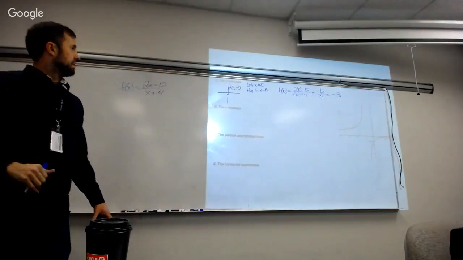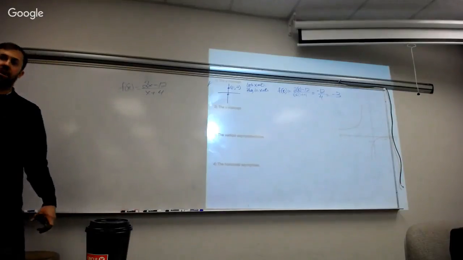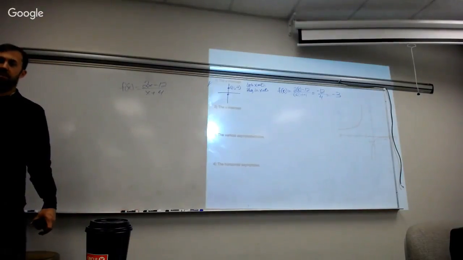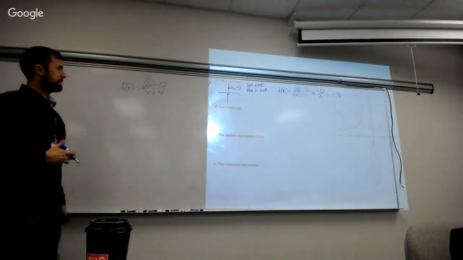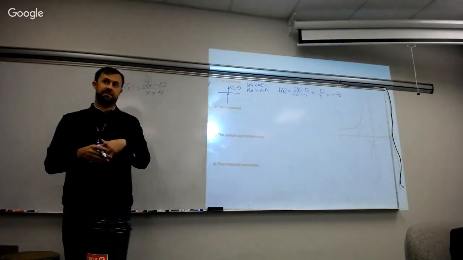All right, so that's it. That's done for number 1. That's how you find a y-intercept of any function in the universe. You just let x equal 0. All right, so then how do you find the x-intercept?